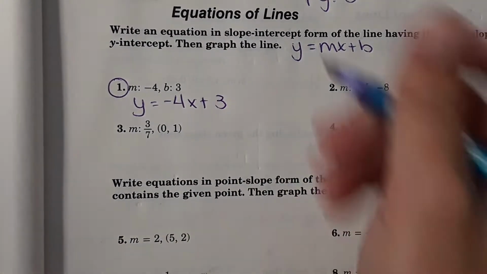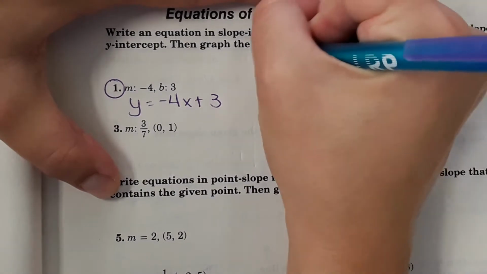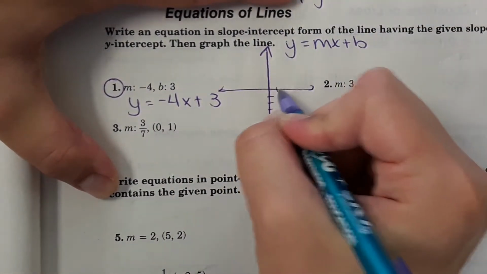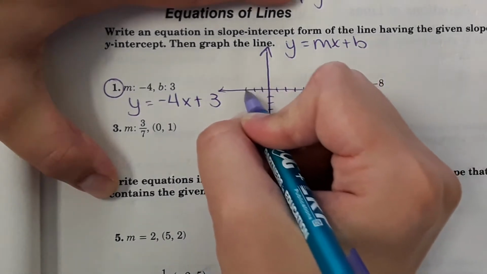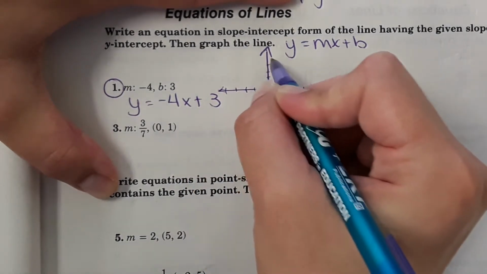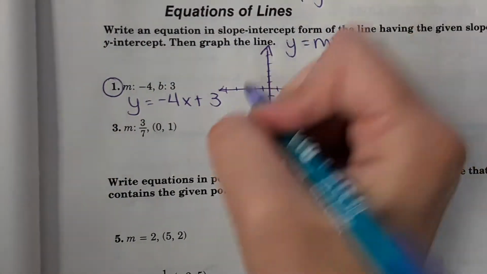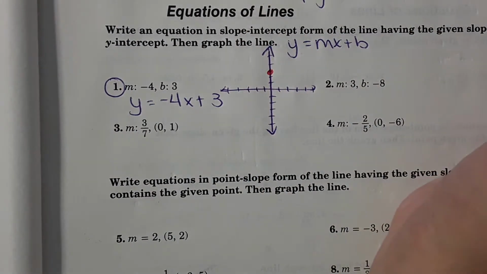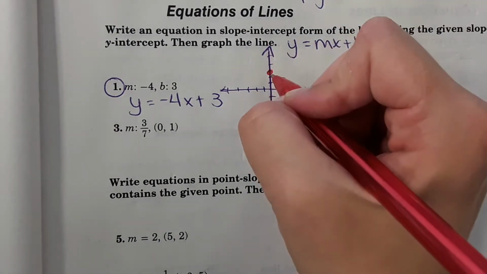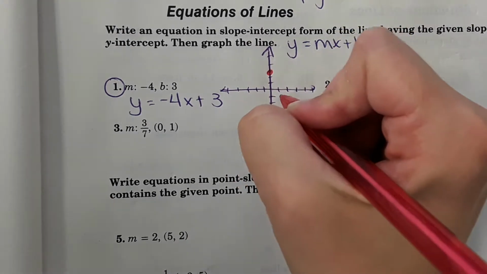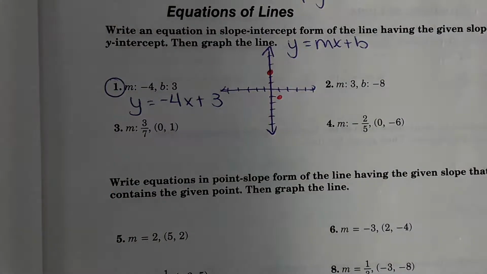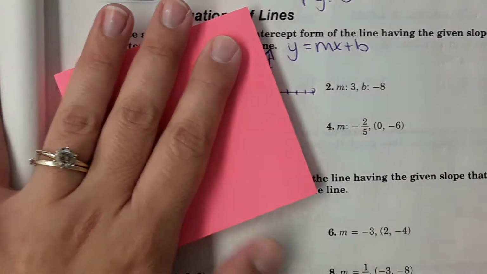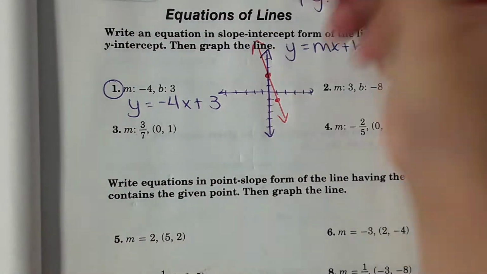Okay, so we wrote this. Now we're going to graph it really quick. And then our y-intercept is 3, so we'll put a point at 3 on the y-axis. And then the slope is -4, so that's down 4, 1, 2, 3, 4, over 1. There it is. Then just connect your dots. And that's your line.